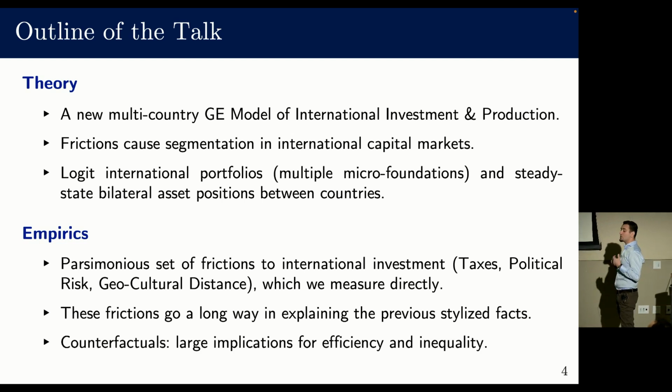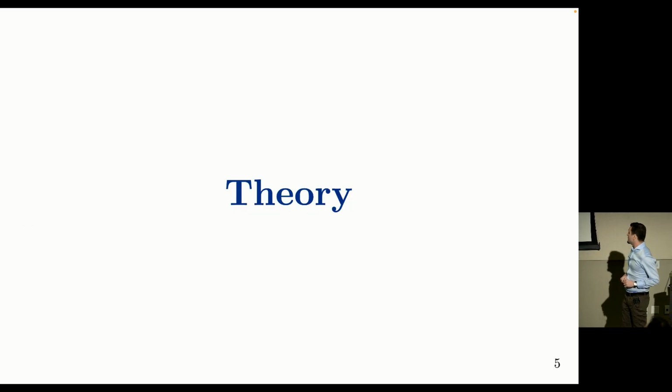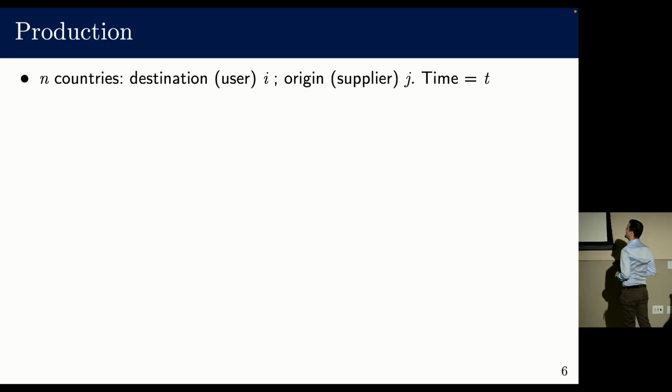Once we've shown that, we're going to go and do some counterfactuals. I'm going to show you that these barriers to international investment have a very important implication for both real efficiency, that is world GDP, as well as cross-country inequality. Okay, so let's get started on the theory side.